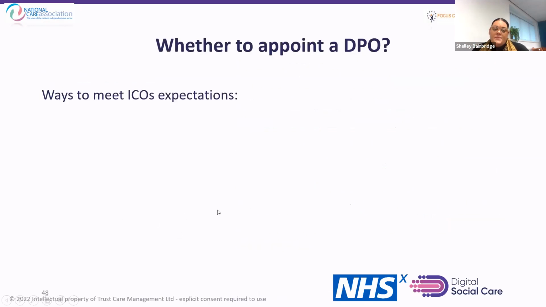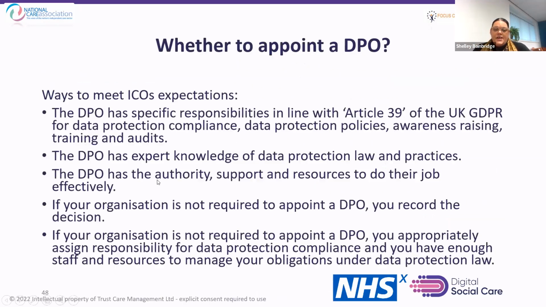So, whether to appoint a DPO: ways to meet the ICO's expectations. The DPO has specific responsibilities in line with Article 39 of the UK GDPR for data protection compliance, data protection policies, awareness raising, training and audits. The DPO has expert knowledge of data protection law and practices. The DPO has the authority, support and resources to do their job effectively.